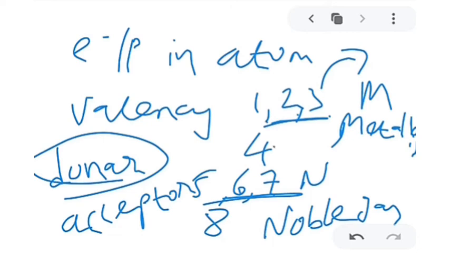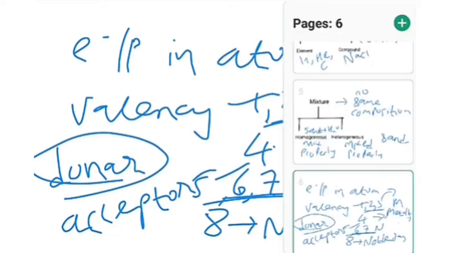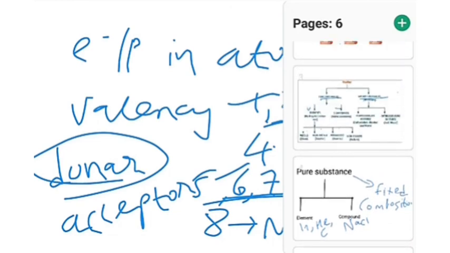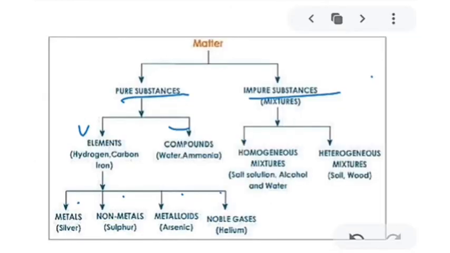If there are 4 electrons, they will neither lose nor gain them. They just share electrons, so they form covalent bonds, while metals and non-metals form ionic bonds. These are called metalloids because they have both properties. And the last one is noble gases or noble elements, which have 8 electrons. They are stable. They don't want anything. They neither want electrons nor want to give them away. So this is about the classification of matter, and the examples are given here.